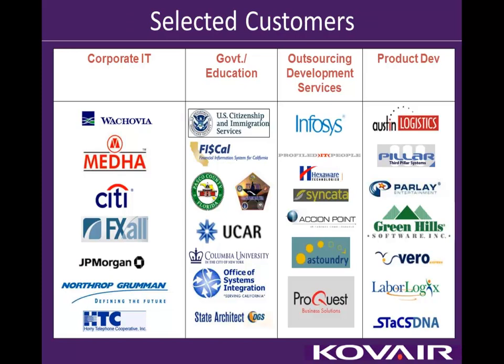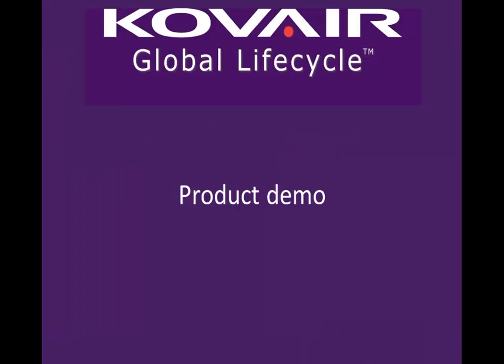These are some of our customers. We have a wide range of customers. We have corporate, we have the government, DHS, Homeland Security, the California state government, a number of different outsourcing companies. Infosys is actually one of our largest customers with 6,000 users currently using, and it's going to 15,000 users, and a number of different product development companies. So I understand UTI will possibly fall in the product development category. Is that right? Yeah. Okay. Definitely. All right. Okay, so let's go to the product demo.